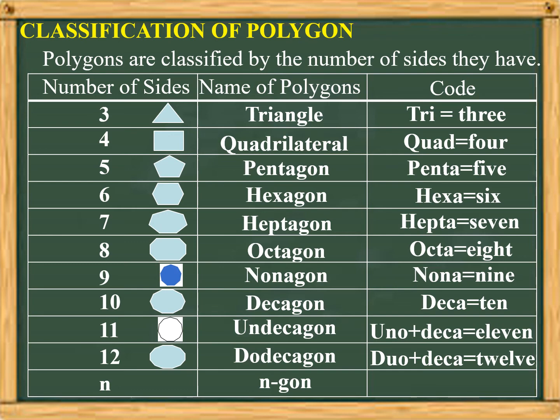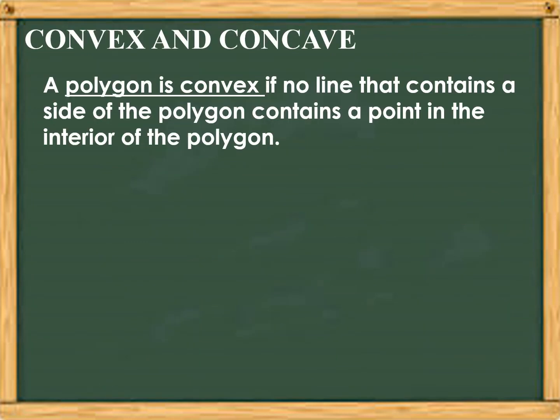So now, let's move on. Let's have convex and concave. So convex and concave, ganito lang mga anak. Okay? Kapag hindi siya convex, automatic it is under na concave. So what is convex? A polygon is convex if no line that contains a side of the polygon contains a point in the interior of the polygon.